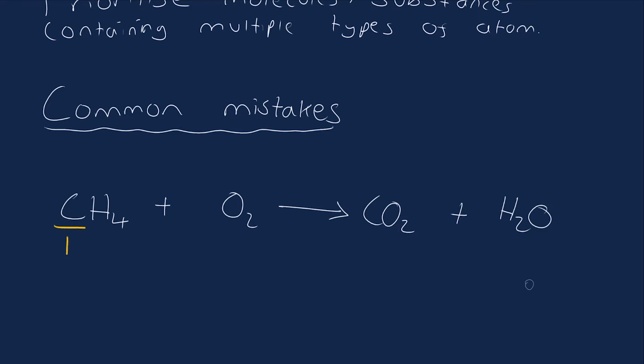How many carbons? We count how many carbons we have on both sides. We have 1. We count how much hydrogen we have. 4 hydrogen here, 2 here. And how much oxygen? We have 2 oxygen here, and we have 2 here, and we have 1 here. So that means we have 3 oxygen total on the right hand side.